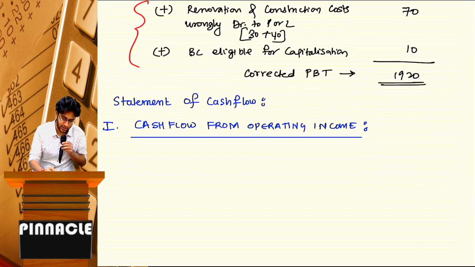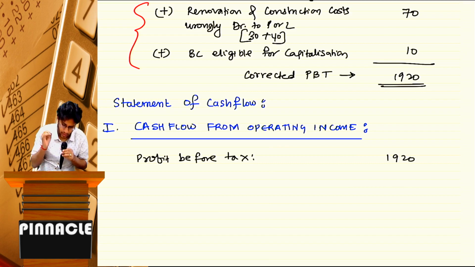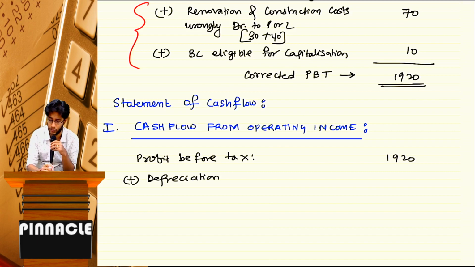Cash flow rectification should not be done, sir, some cash flow has to be done. So anyway, profit before tax 1920. To this add depreciation. Depreciation on the face of P&L he did not give you, but in the working note he gave you. Go and check. Depreciation is 290.